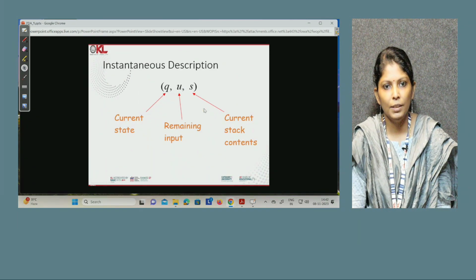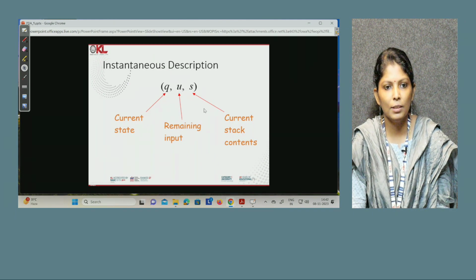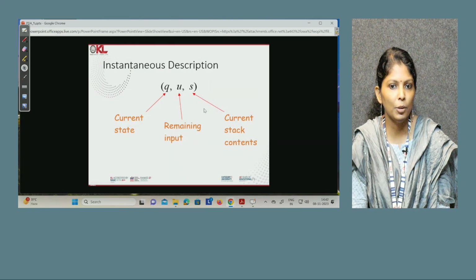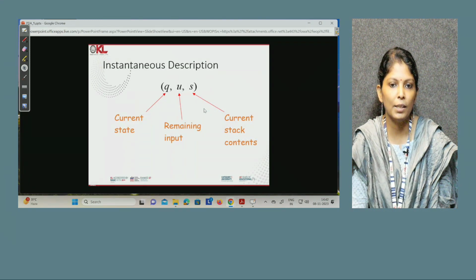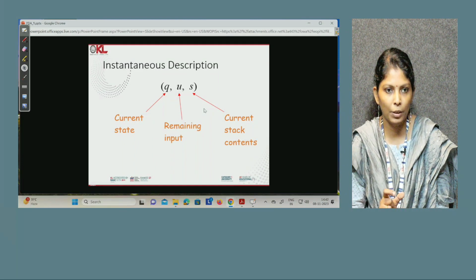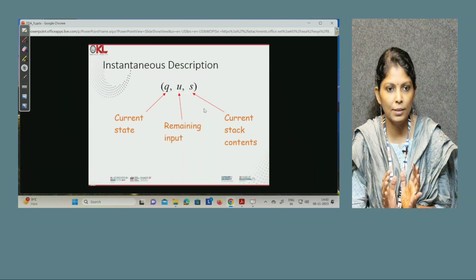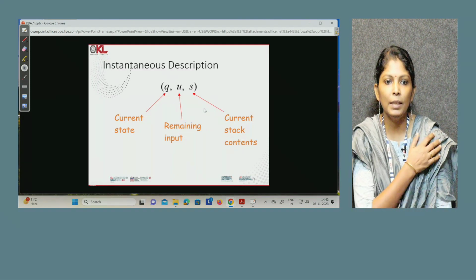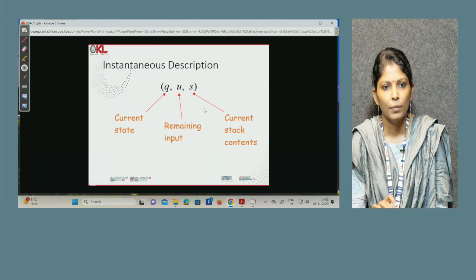Then this is the instantaneous description. Instantaneous description means we have to specify the current state of the machine, the remaining input to be processed, and the current stack content. These three elements should be provided to specify the current status of any PDA. That current status is called the instantaneous description.